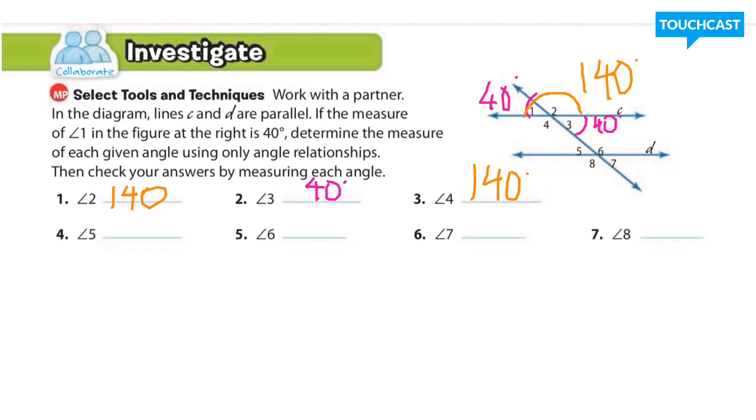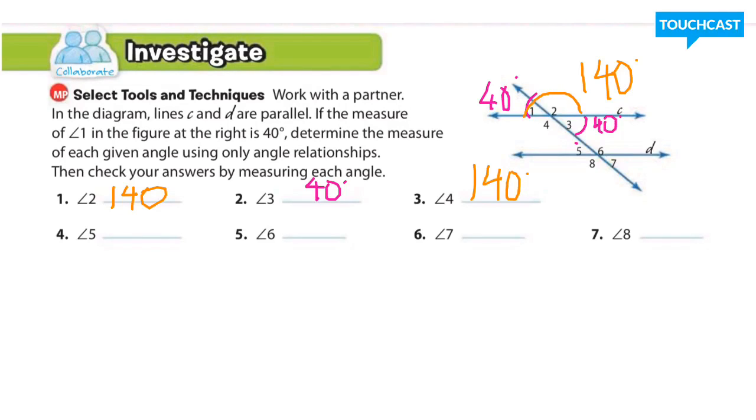Let's look at this bottom part of the transversal. So first of all, we've got to remember what some of these things mean. So if we have angle 1 and angle 5, we're looking at those and we call those corresponding angles. Okay, so that means that they are equal.